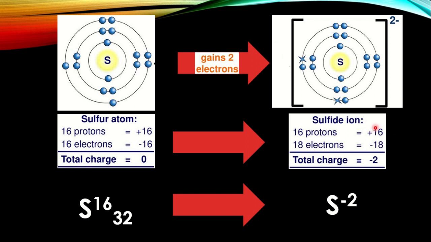So, 16 ang proton. Originally, 16 din yung electron pero kumuha tayo ng dalawa from another element kaya positive 16, negative 18, the total charge is negative 2. So write down the symbol and then write down the total charge as a superscript, negative 2.